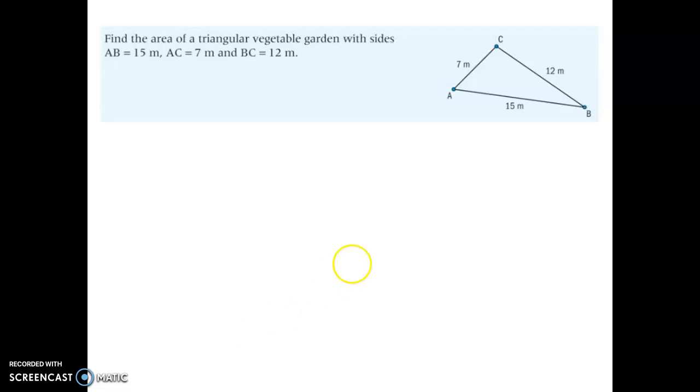Okay, so here we have a vegetable garden. All we know about it are the side lengths. No angles. So with no angles, we can't use the area formula for a triangle. With no angles, we can't use the sine rule either. But we know from learning about cosine rule that when you have side, side, side, or side, angle, side, remember, those are the two cases where we use the cosine rule. So how about using the cosine rule?